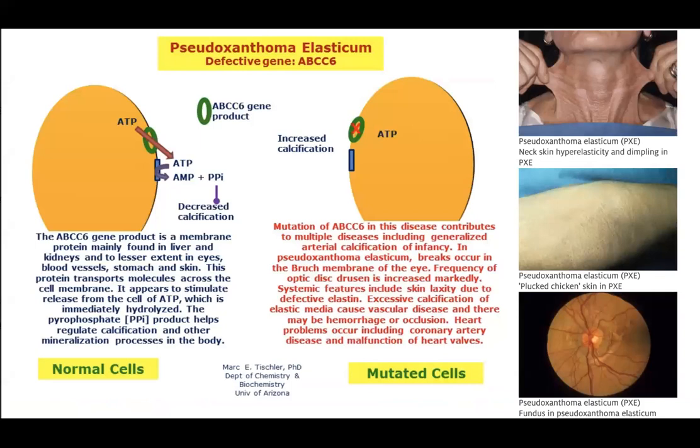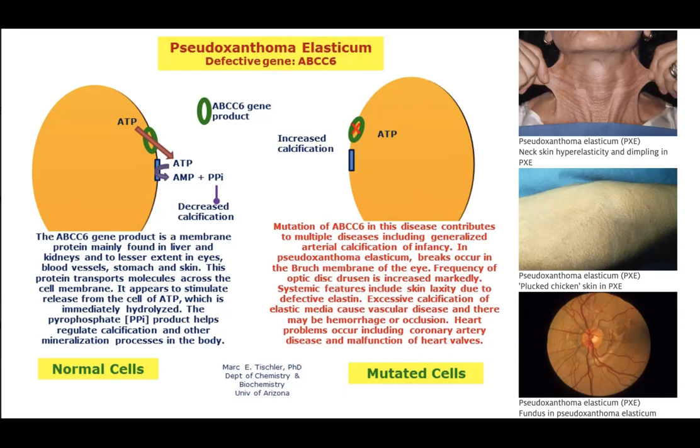So let's talk a little bit about the pathophysiology of pseudoxanthoma elasticum. The defective gene is the ABCC6 gene, as I mentioned. You can see here that the ABCC6 gene product is a membrane-associated protein. It's mainly found in the liver and the kidneys. To a lesser extent, it's found in the eyes, the blood vessels, the stomach, and the skin. This protein transports molecules across the cell membrane. It appears to stimulate release from the cell of ATP, which is immediately hydrolyzed. The pyrophosphate product helps regulate calcification and other mineralization processes within the body. So that's your normal state.